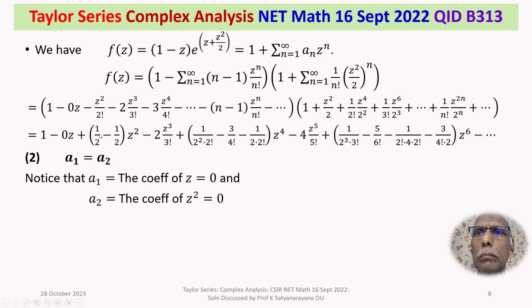What is the coefficient of z square? 1 by 2 minus 1 by 2, which is 0. Both are 0. Therefore, they are equal. The option 2 that is given is true. We have to spot that option which is not true, which is false. Let's move to the next slide.